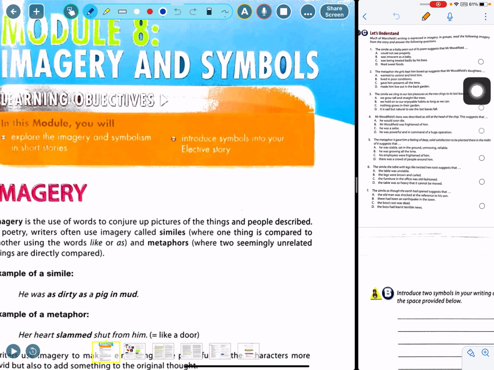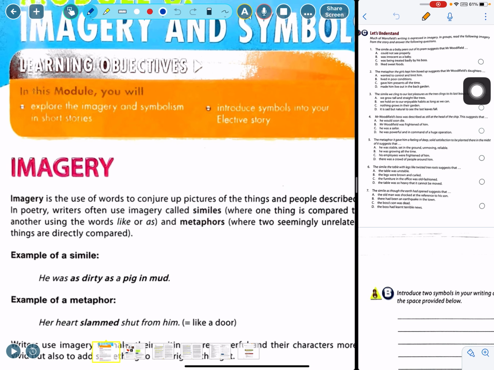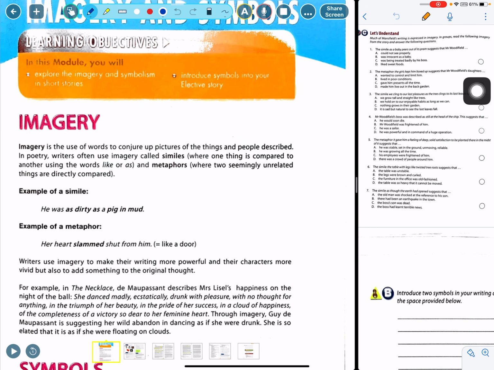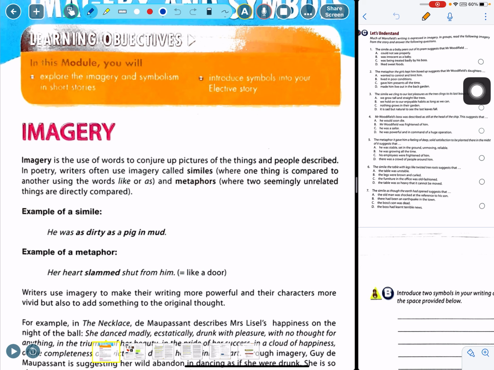Okay, let's go through short stories, module 8, imagery and symbols. These are some important elements that we have to pay attention to when we read a short story, because imagery or symbols are usually important elements that can help us understand a story better, because they help to convey the theme more clearly. Okay, so let's start with imagery.